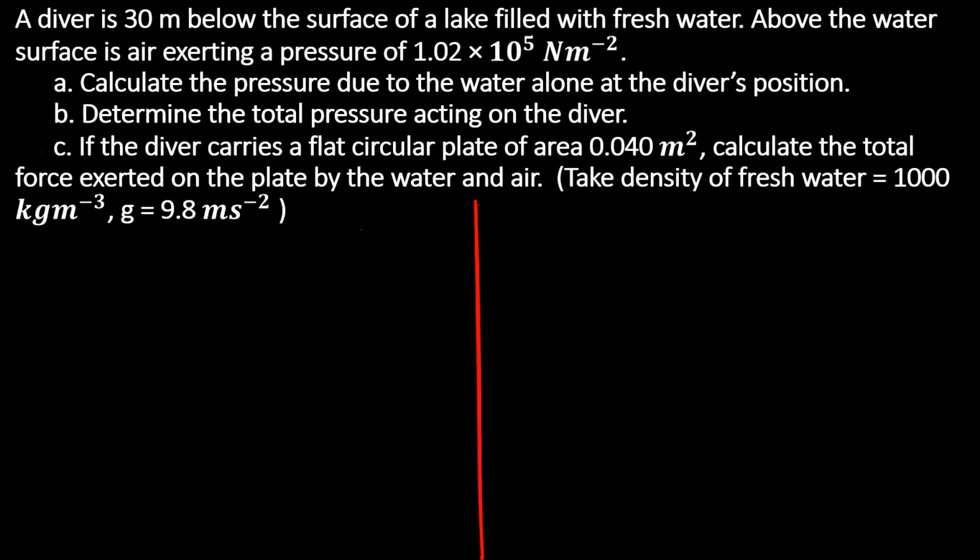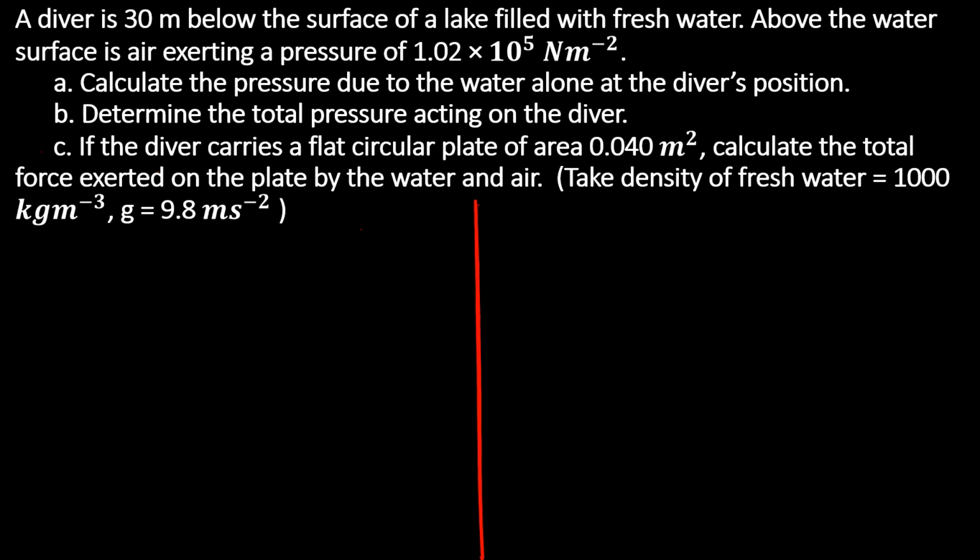B. Determine the total pressure acting on the diver. C. If the diver carries a flat circular plate of area 0.040 meters squared, calculate the total force exerted on the plate by the water and air.